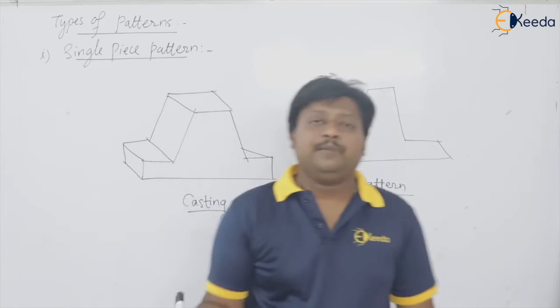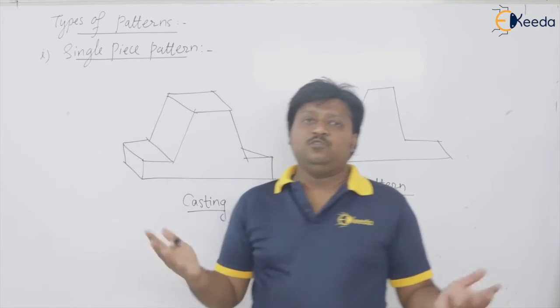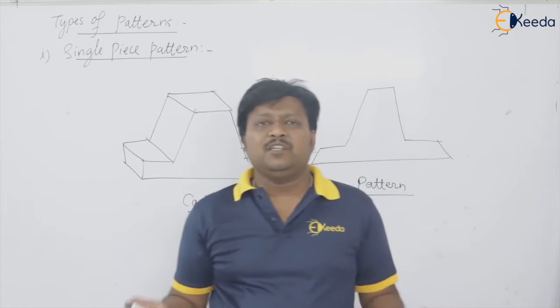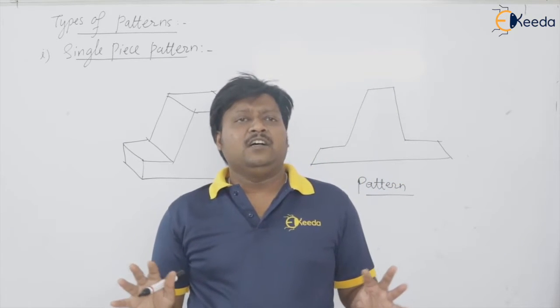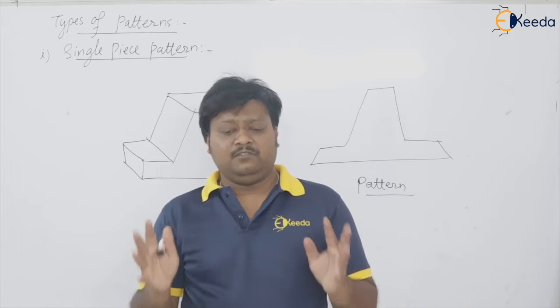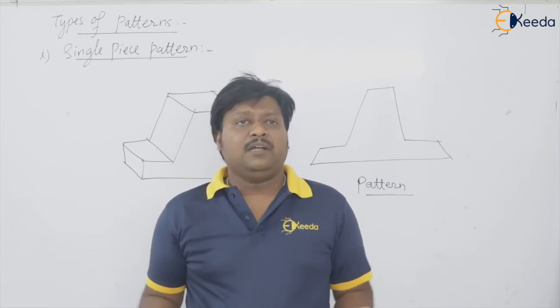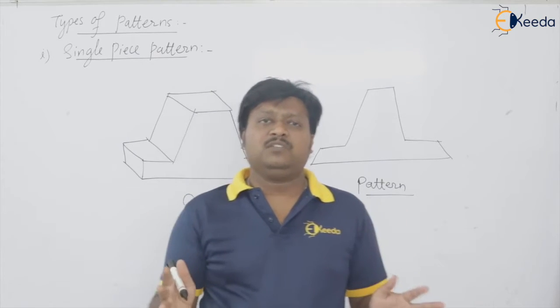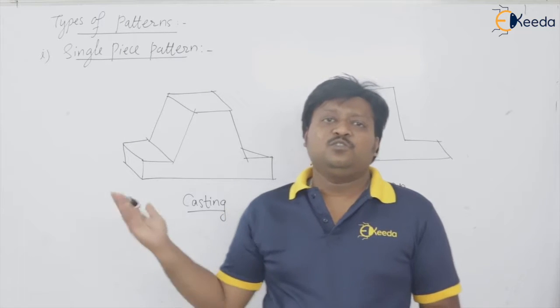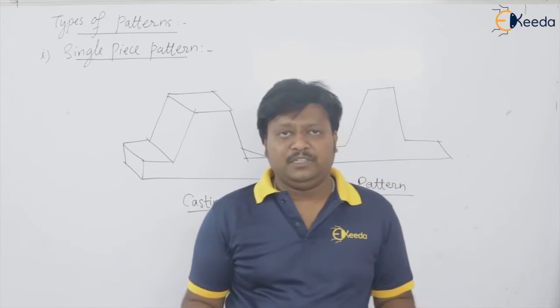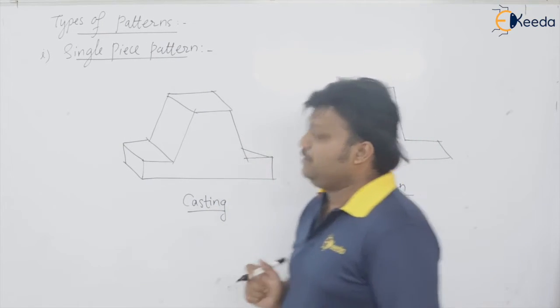So the first type of pattern is a single piece pattern used for very simple shapes where there are no difficulties while withdrawing the pattern. It is used for small scale production and it is also used for prototype developments. Okay, so this is the single piece pattern.